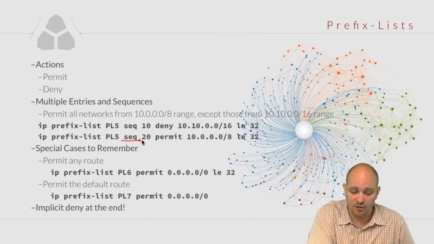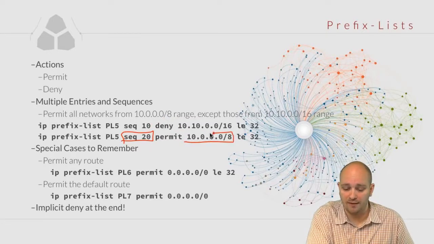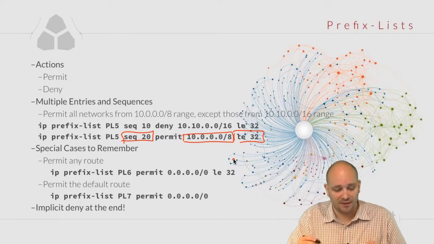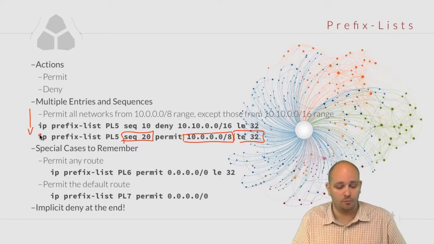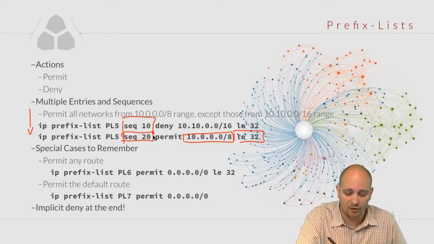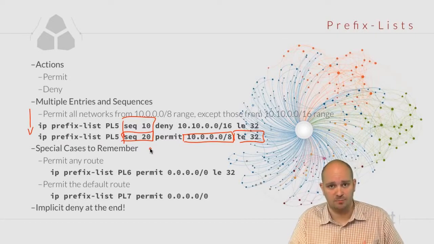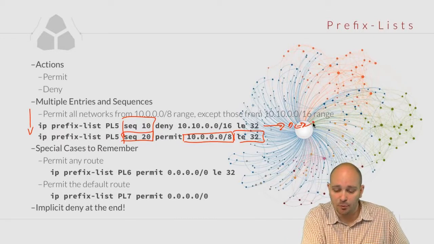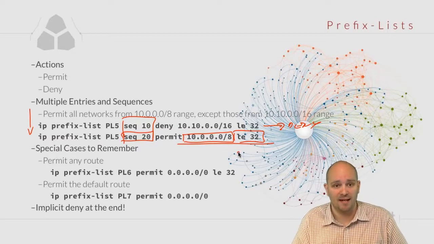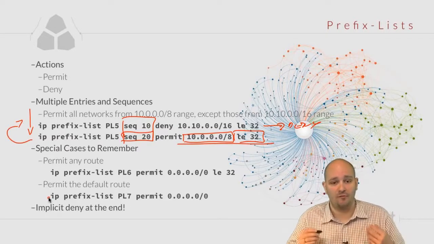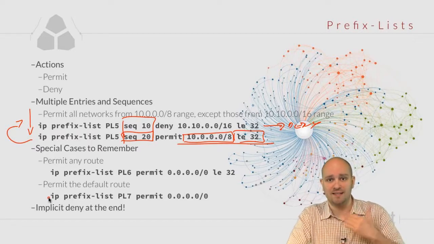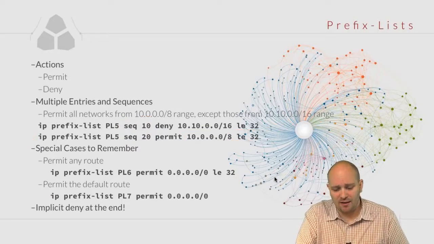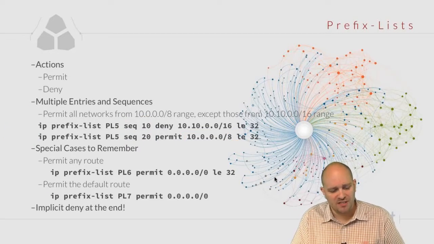And finally, in our sequence 20, we are going to permit everything else from the 10.0.0.0/8 range. But keep in mind that prefix lists are processed sequentially according to the sequence numbers there. So if we had 10.10, it would have been denied at this point, so it is not going to be permitted by this entry. It's very important not to forget this, and that you might write this prefix list in the wrong order.